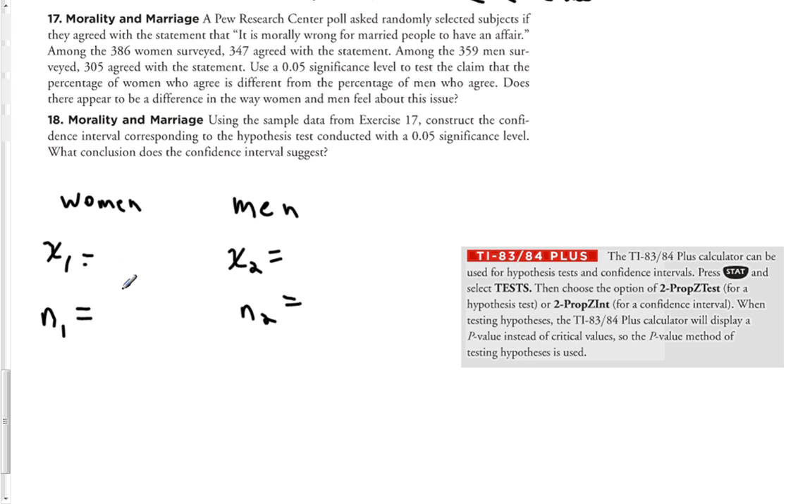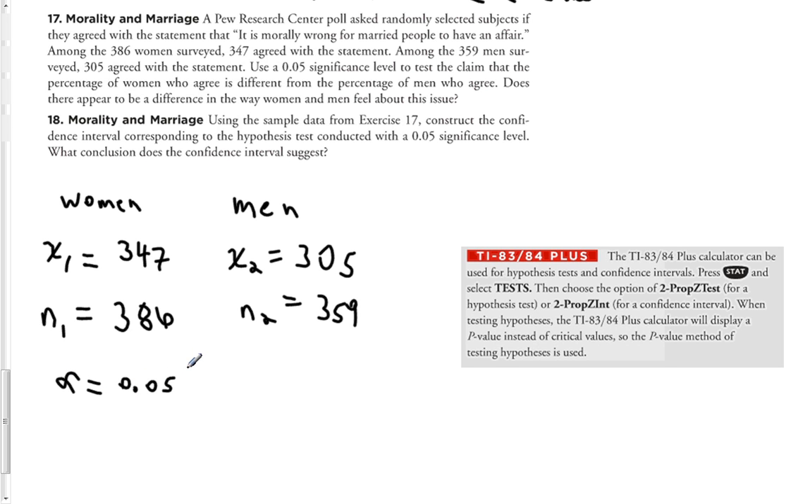So the number of successes, or the number of women who agreed with that statement, was 347. The total number of women, 386. The number of men who agreed with that statement is 305. And the total number of men, 359. Is there any other information I can gather here? We have a significance level of 0.05, so alpha is 0.05.